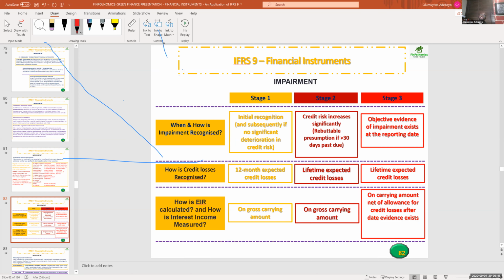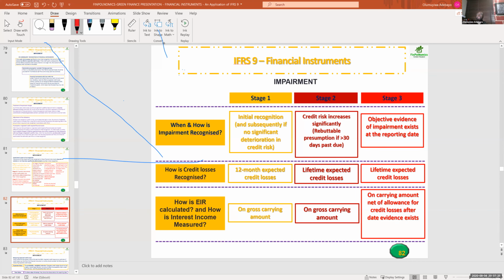Am I making sense? And that is the position, which means the stage categorization is a function of, first, upon initial recognition, all belong to stage 1, except for credit-impaired financial assets at origination. And over time, you look at the conditions for you to move from one bucket or one stage to another. Now, the second question I ask is, how are credit losses recognized?